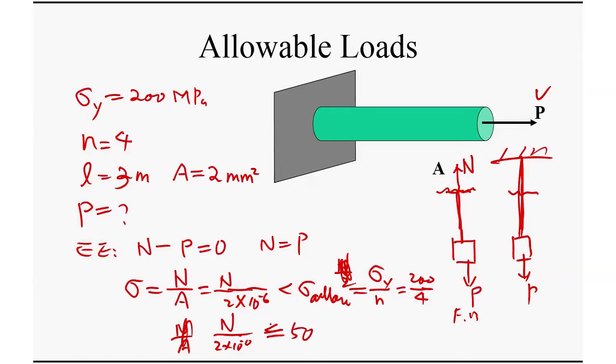So here, let's use the equal sign. N equals 50 times 2 times 10 to the minus 6, equals 0.0001, or you can express that as 10 to the negative 4. So you can only apply this little load there.